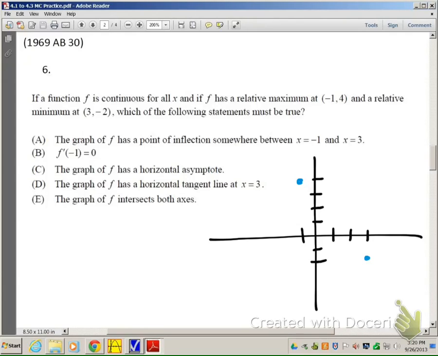It says we have a relative maximum at -1, 4. It also says that the function is continuous, and that's all that it says. That should be your first clue that it doesn't have to be differentiable. Okay, so that you don't fall into this trap.